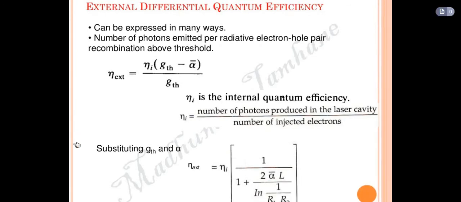So by substituting this value in that equation, we get the external differential quantum efficiency, right? So we obtain the external efficiency by taking the differential quantum, by providing some sort of external part of it, right? So this also we obtain.